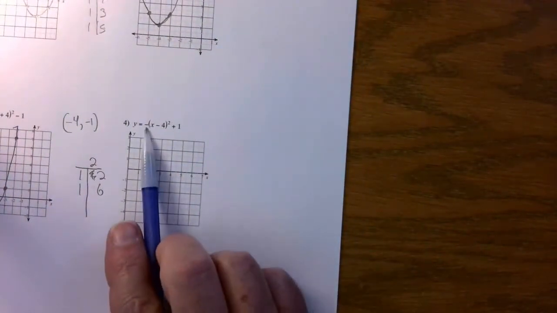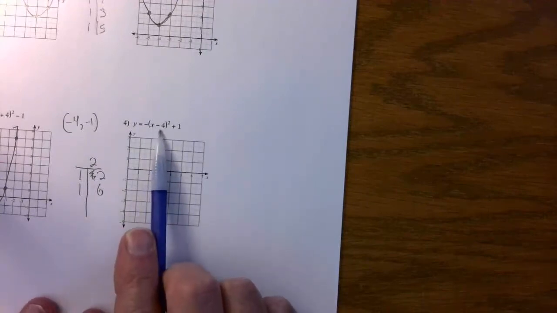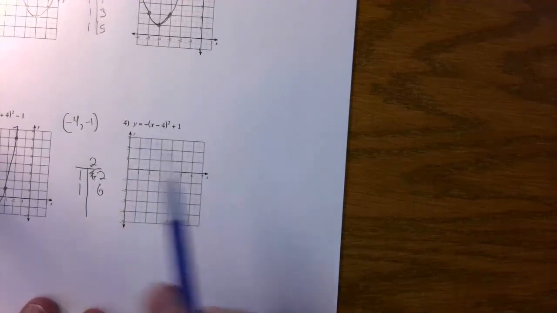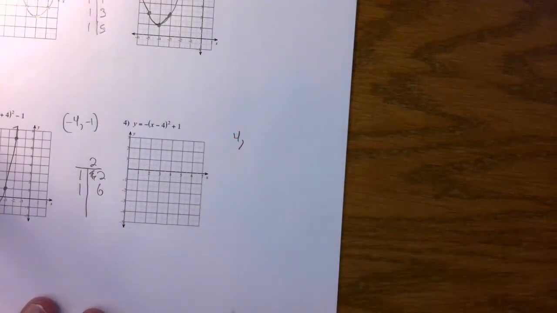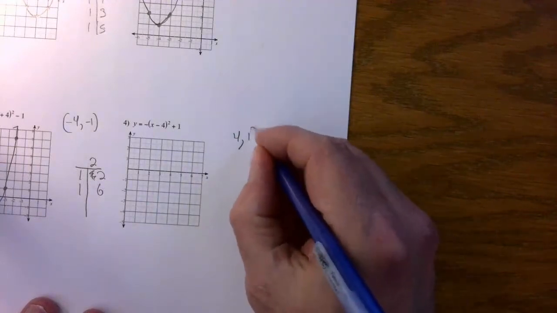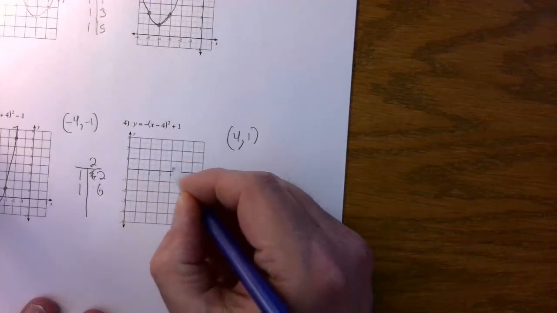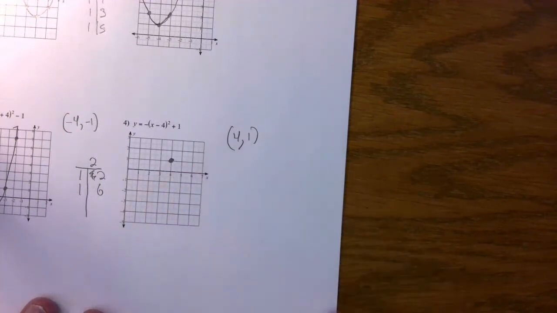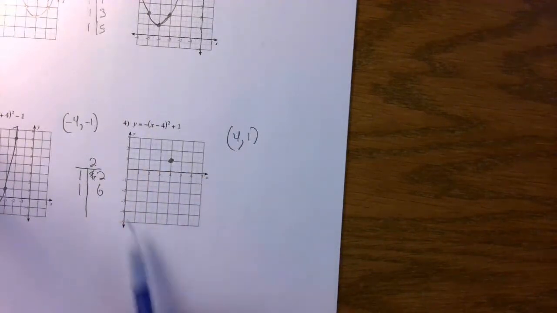So it's a negative. It's upside down. Inside here it says -4, so that means the vertex starts at 4. That's the x-coordinate. That says +1, so it's 1. So 4, 1: 1, 2, 3, 4, up 1. It's right there. That's the vertex. Now this is upside down. Negative, so it's coming down this way.